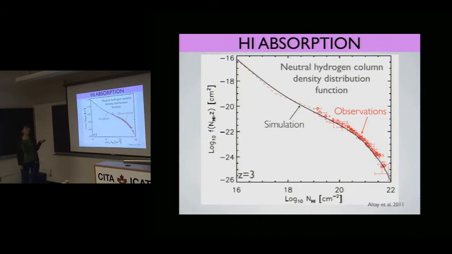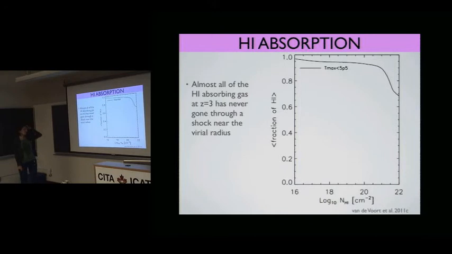What are these systems? I can take my simulation and only select a fraction of the gas with whatever selection that I want. Here I have chosen to only include gas with a maximum past temperature below 10 to the 5.5 Kelvin. So I'm calling that the cold mode gas.